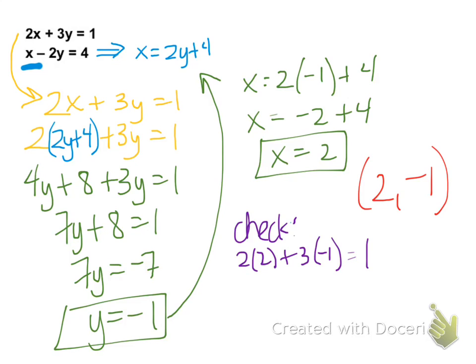We can check our solution. If we plug 2, negative 1 into the original equation, we can see that it works. We also have to plug it into the second equation, because for it to be a point of intersection, it's got to lie on both those lines, and so it does indeed work.